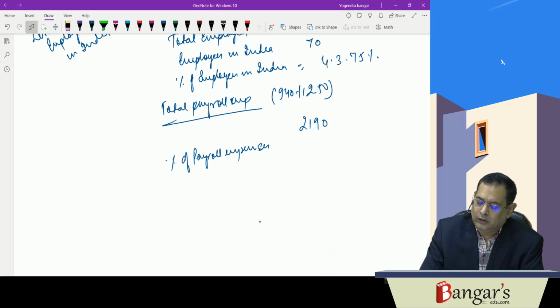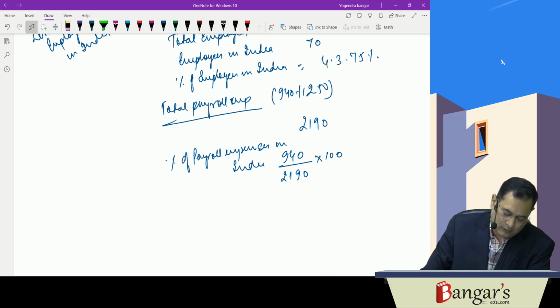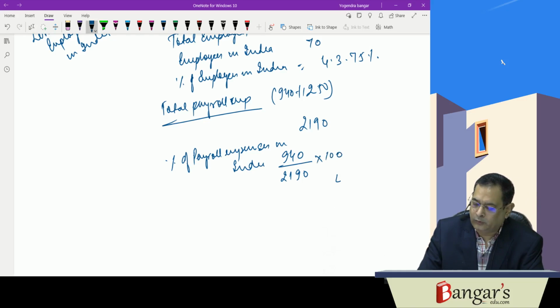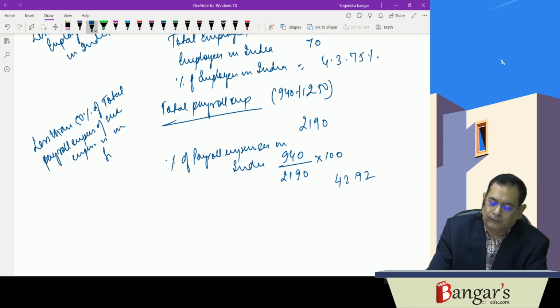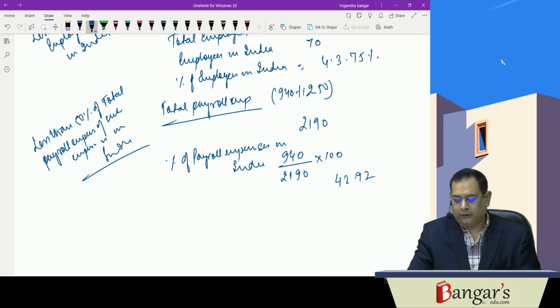So the percentage of payroll expenses in India is 940 divided by 2190 into 100. That is 940 divided by 2190%, that is 42.92. So less than 50% of the total payroll expense of such employees is in India. So all the four tests are satisfied here.